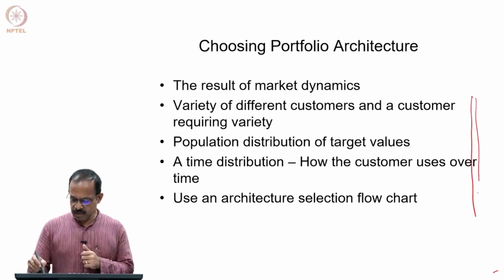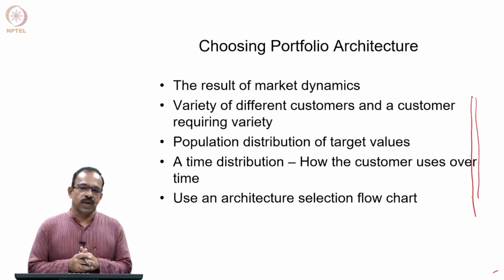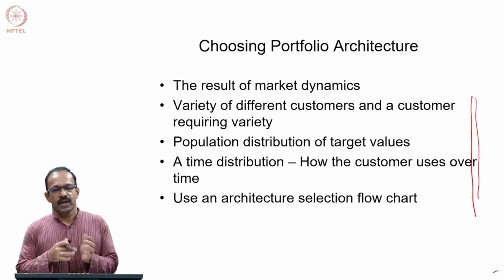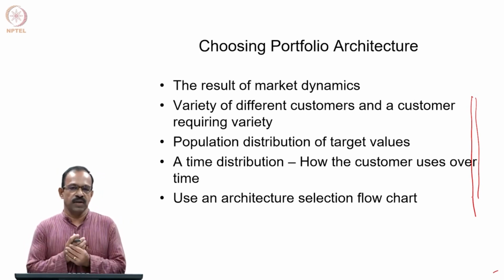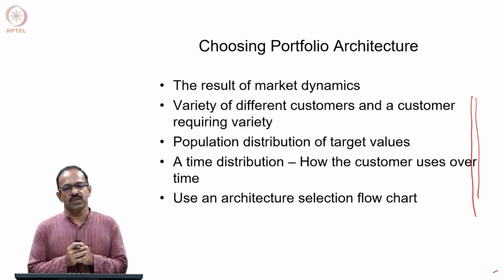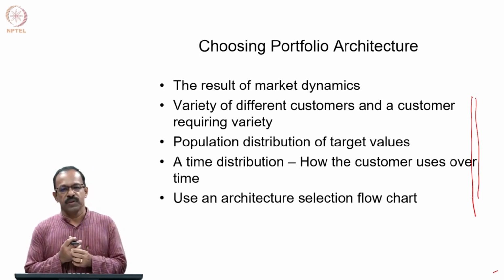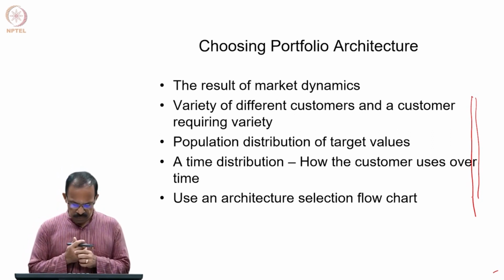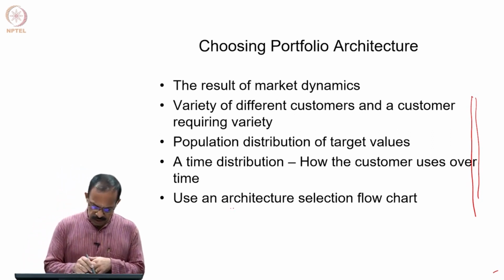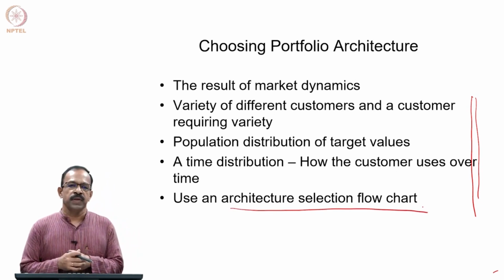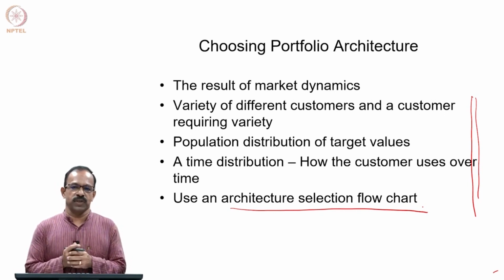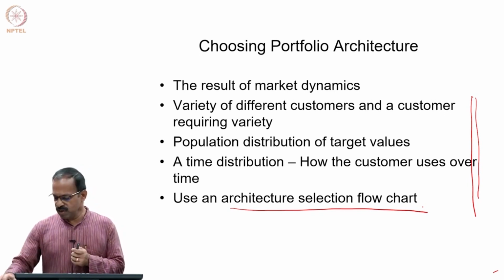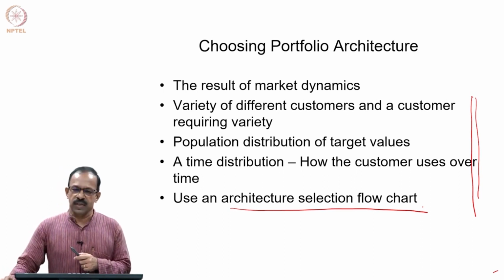We mentioned that it basically depends on the market dynamics, what the customer population is looking for, how their preferences change, and what the variations of their preferences are within the group itself. So, looking at all those aspects and of course, the cost and revenue, we need to decide the architecture. To do that we use an architecture selection flow chart, and looking at the flow chart we can decide what will be the best architecture for a particular product. That is what we are going to discuss in this class, the ways in which we can decide product portfolio architecture.